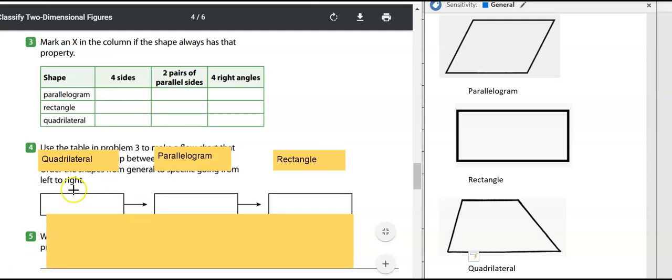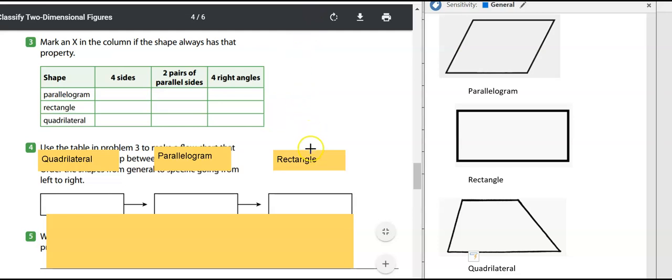Now question 5 says, where would you include squares in the flowchart in problem 4? And explain. So I know a square is pretty much the exact same thing as a rectangle. So a square does have 4 sides, so it fulfills that property. A square has 2 pairs of parallel sides. It will fulfill that property. And a square has 4 right angles. So I would put my square to the right of my rectangle.